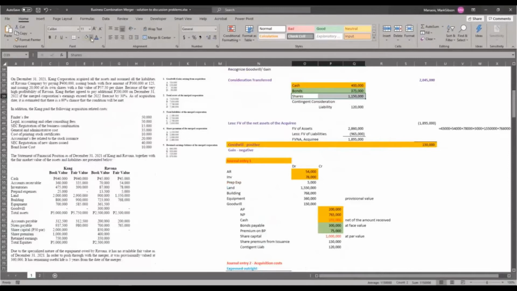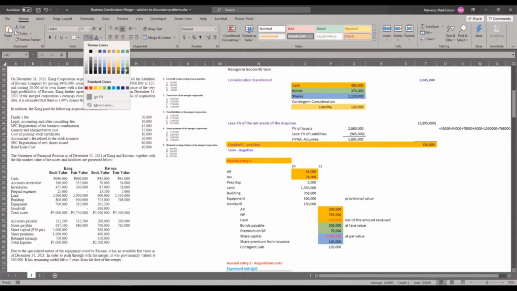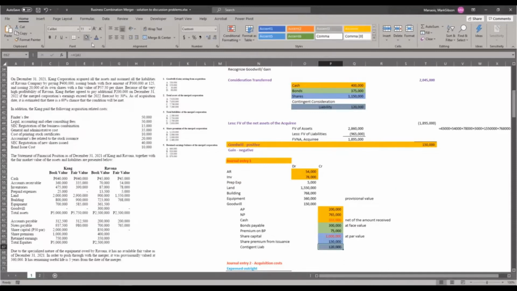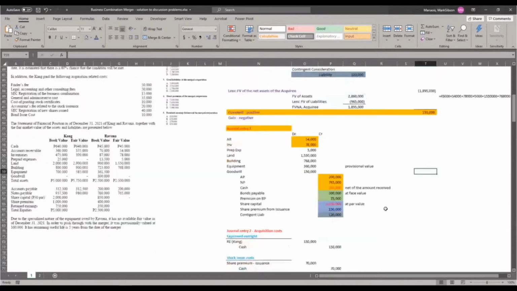Finally, yung shares, color-coded na lang natin para at least pag binalikan mo mas madali. So we have 1,150,000. Of course, we have to record that. Share capital always at par. Magkano ba yung par? 50 pesos. 50 multiplied by 20,000 shares. That's 1 million pesos. And anything in excess is booked under the share premium from issuance. And then finally, yung contingent liability natin ay 120,000. So yun. Okay? So these are the entries.